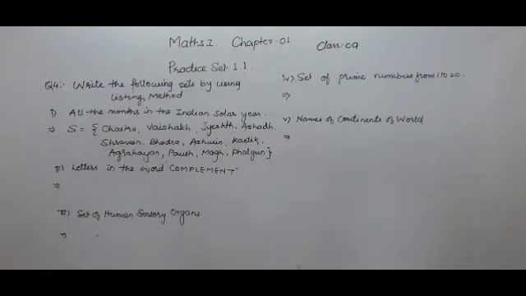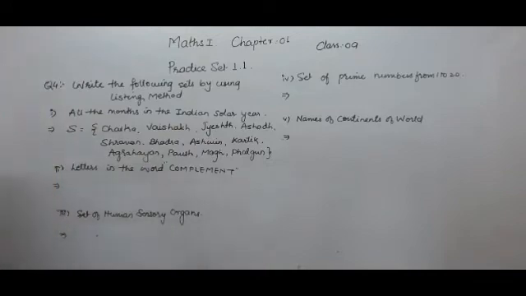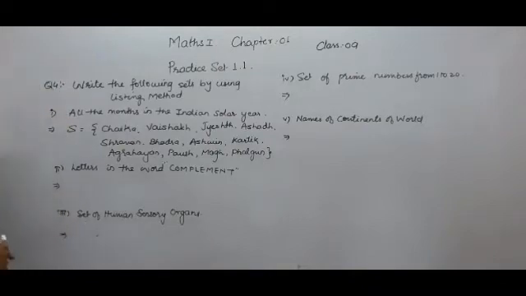So now the next question is, write the following sets by using the listing method. Out of that, the first question is all the months in the Indian solar year. This means we have to make the set of elements which are the months of our Indian solar year. Let this set be denoted by S. S is equal to curly bracket Chaitra, Vaishak, Jeshth, Ashad, Shravan, Bhadra, Ashwin, Kartik, Agrahayan, Posh, Magh, Falgun. So these are the months of the Indian solar year.